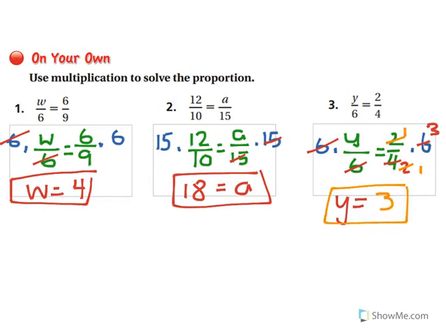I don't care if you do it like we did for number 3 or if you do it like we did for 1 and 2. Whatever is easiest for you. Again, for number 3, if you wanted to, you could have just said 2 times 6 is 12. 12 divided by 4 is 3. So I guess it just really depends on the number and what you feel most comfortable with.